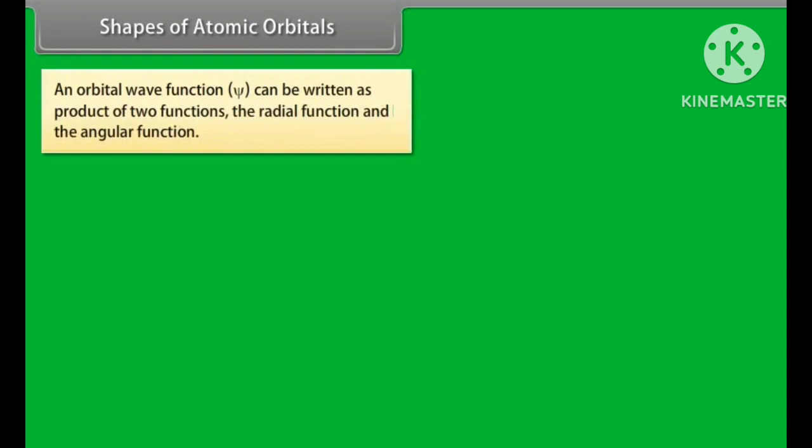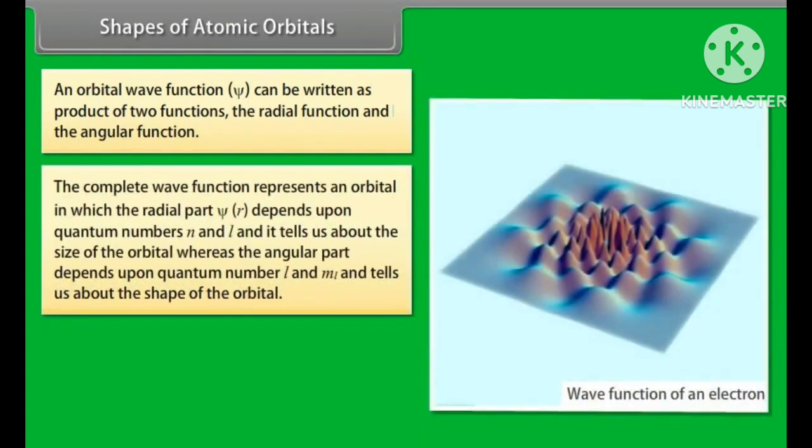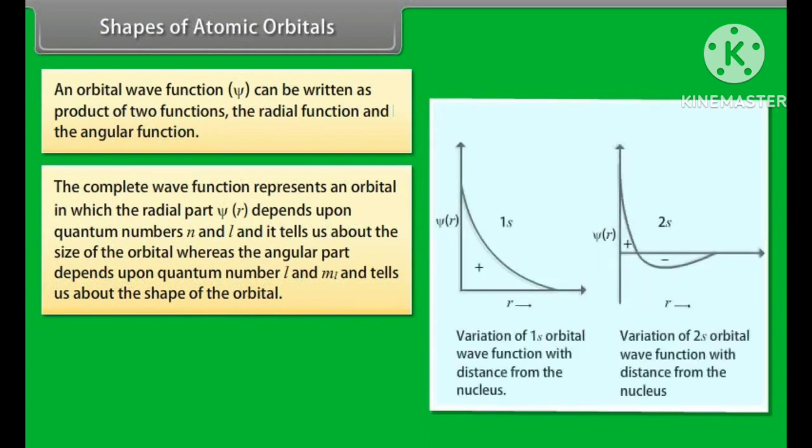Shapes of atomic orbitals. An orbital wave function psi can be written as a product of two functions, the radial function and the angular function. So, the complete wave function represents an orbital in which the radial part, psi r, depends upon quantum numbers n and l, and it tells us about the size of the orbital, whereas the angular part depends upon quantum numbers l and ml and tells us about the shape of the orbital.